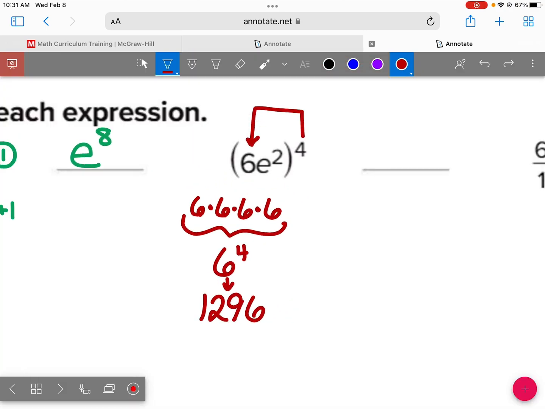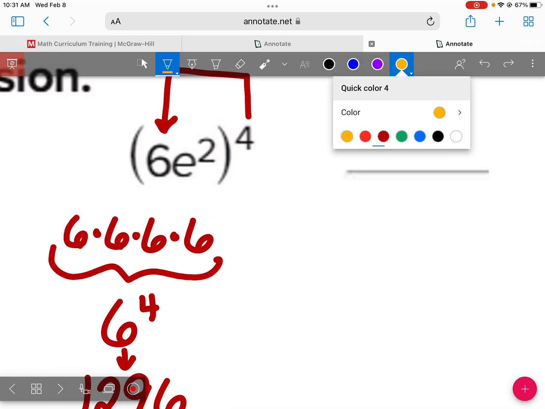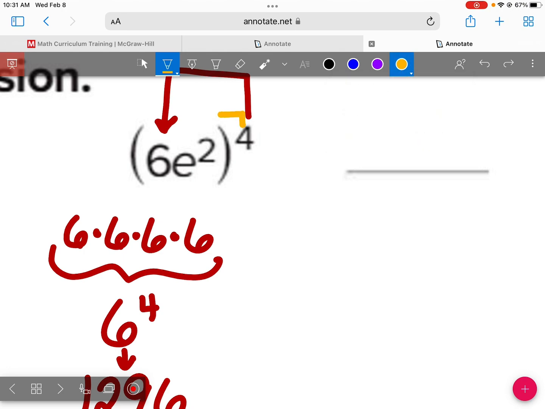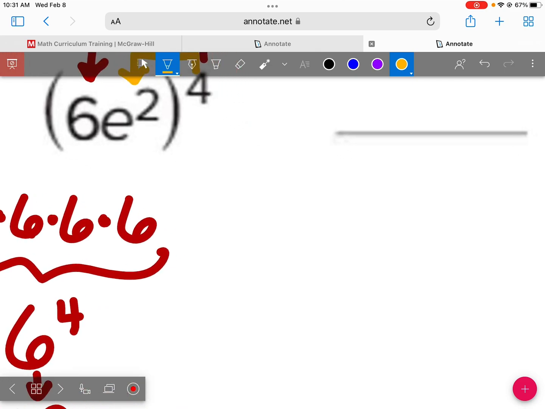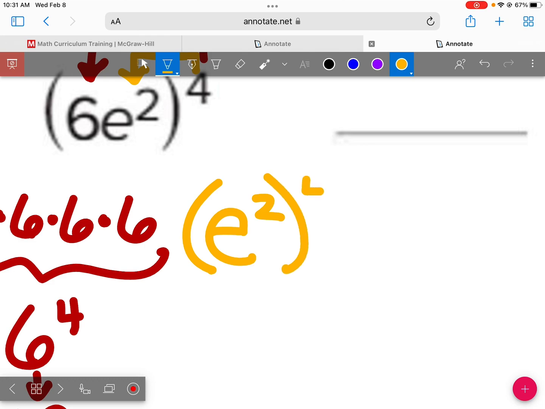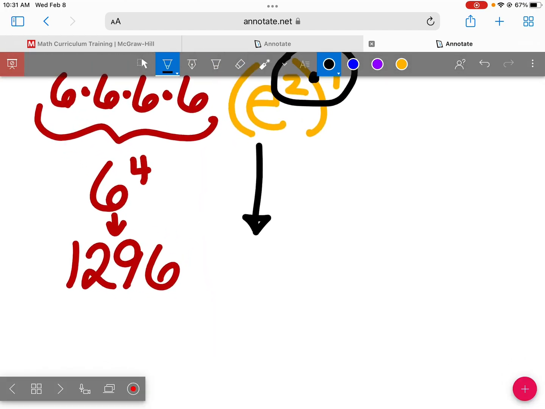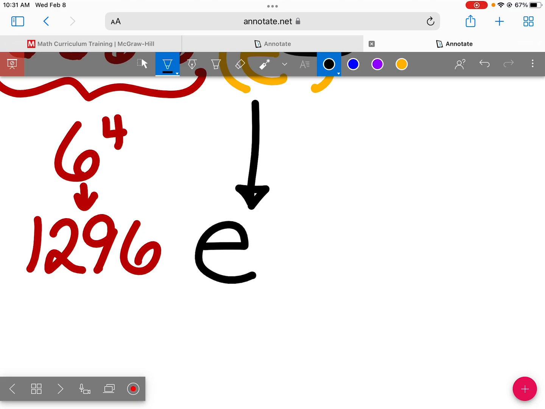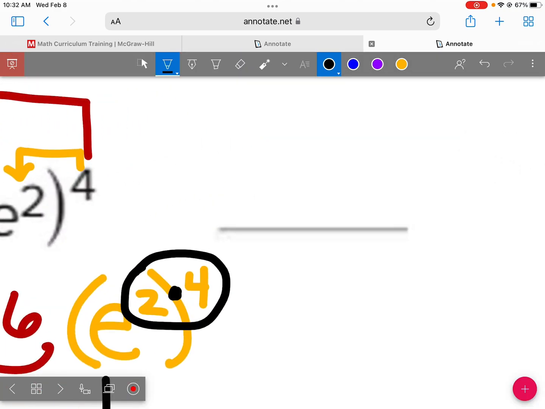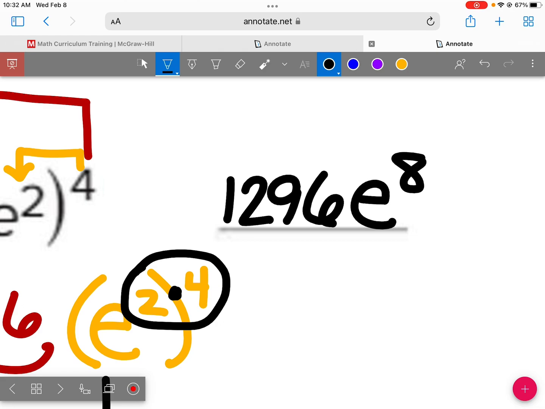All right, and then what else is happening in this problem that I have to take care of? E to the 2nd power. Here, there's no x. It's e to the 2nd power, and then that's all being taken to the 4th power. So what do we do here? Multiply those together. So I would have e to what power? E to the 8th power. So 1296 e to the 8th power.